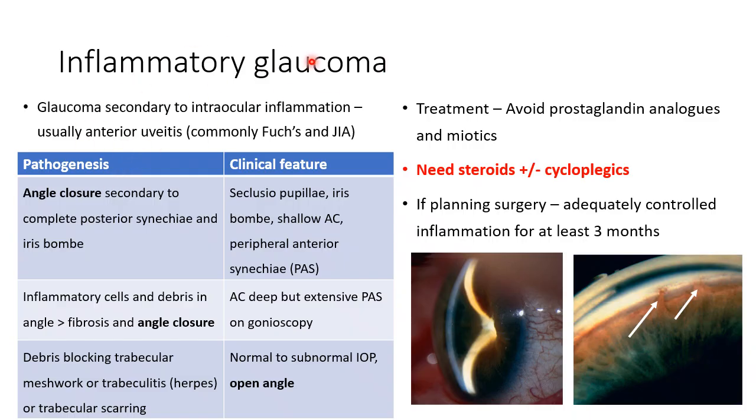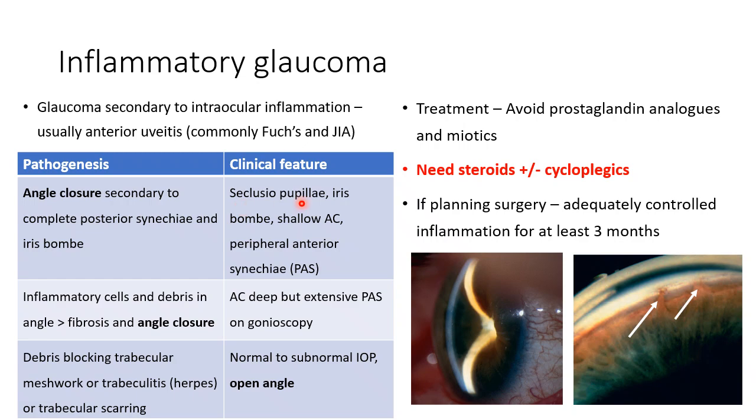So the pathogenesis. Now, in inflammatory glaucoma, the angle may be open or closed. Let's see how. Angle closure will happen secondary to complete posterior synechia and iris bombe. So remember seclusio pupillae? So this is basically seclusio pupillae, right? The entire pupil is stuck to the lens all around 360 degrees. So this is known as seclusio pupillae. Obviously, the aqueous cannot come forward. So what happens? It accumulates here behind the iris and it pushes the iris forwards, causing iris bombe. So you see the peripheral iris is sticking to the cornea and blocking the angle. So this is secondary angle closure.